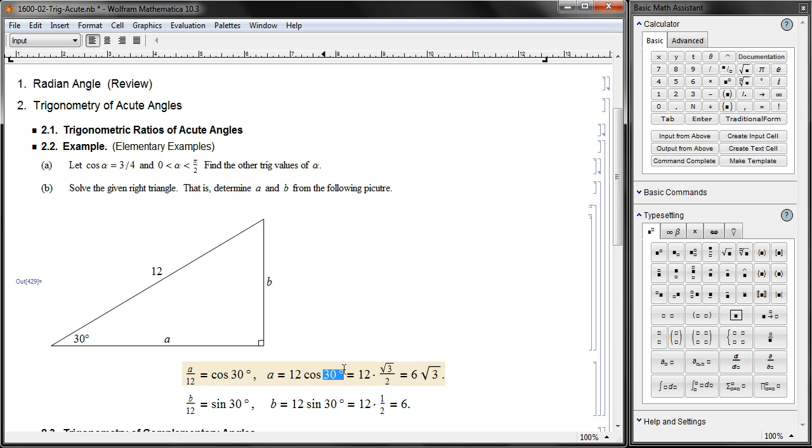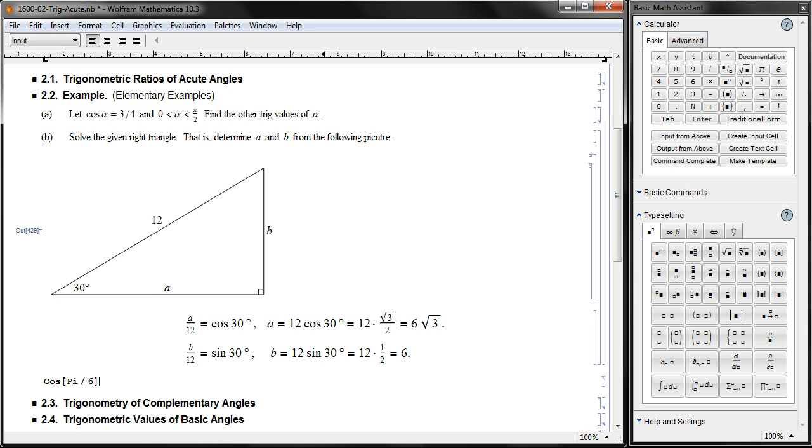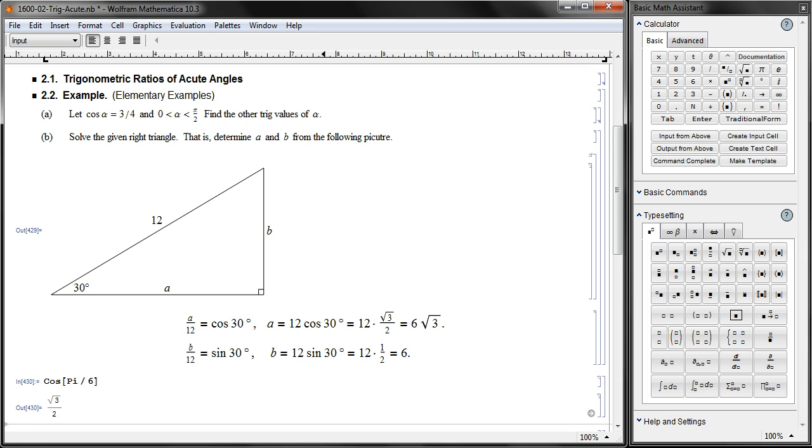Use your calculator to figure out cosine of 30 degrees. It'll turn out cosine of 30 degrees is square root of 3 over 2, precisely. We're using Mathematica, so I can easily check: cosine of pi over 6, 30 degrees is pi over 6, is square root of 3 over 2. And we have a precise expression, 6 square root of 3.